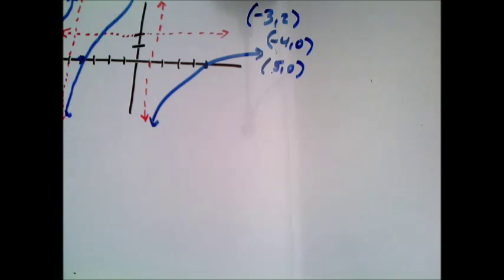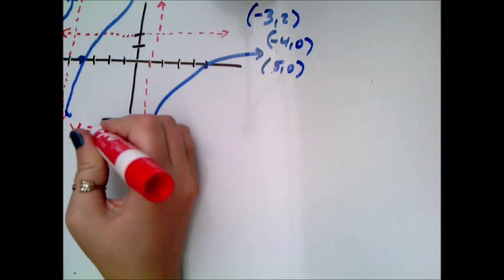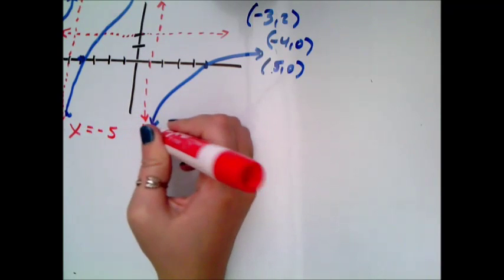Here we have a graph of a rational function. We want to write down the equation. So a couple key things we want to look at. First, where are the vertical asymptotes? Well, we have one at -5 and we have one at x equals 1.